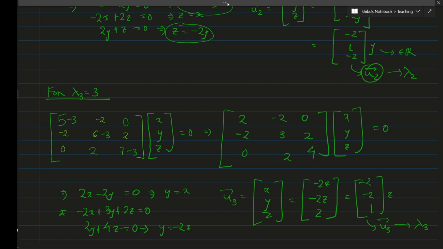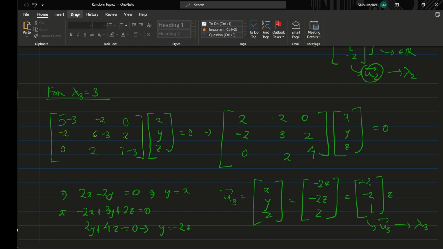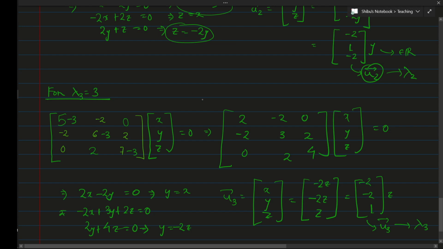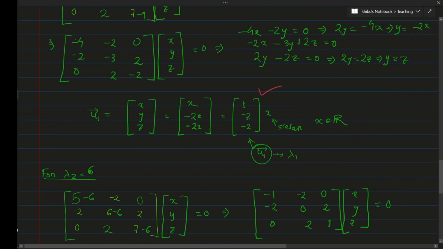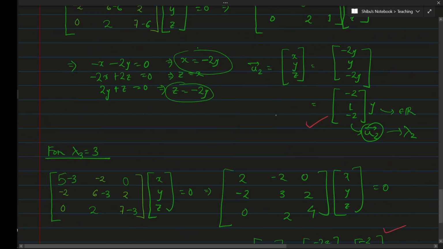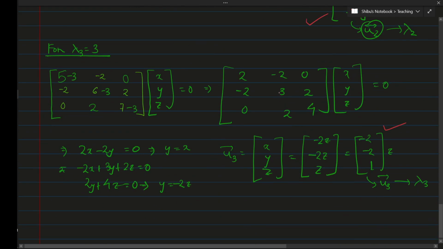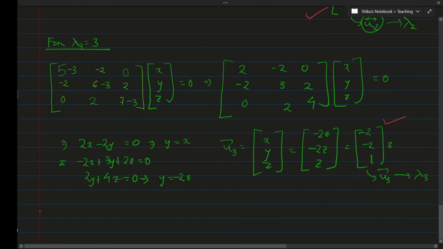So if I show the answer to you, yeah, this is our third eigenvector, this is our second eigenvector, and this is our first eigenvector. The first one is 1, minus 2, minus 2, this is minus 2, 1, minus 2, and the third one is minus 2, minus 2, 1.